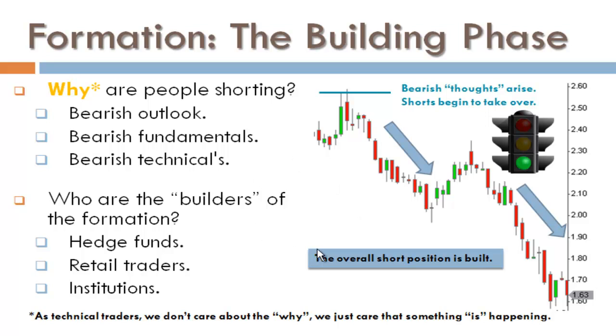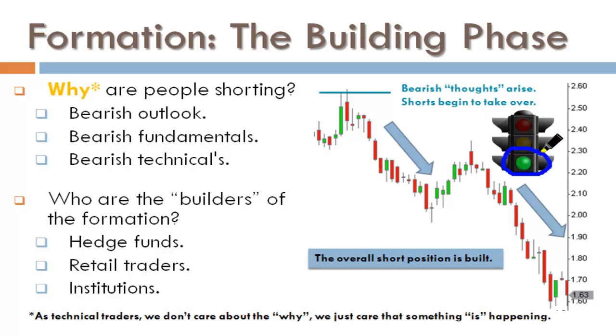And then who are the builders of the formation? That can be anybody. It can be the hedge funds that are having bearish outlooks. It could be just you and I, retail traders, for whatever reason. And it can be the institutions. Point being, it could be your next door neighbor, it could be the person down on Wall Street. But people are shorting, and that's going to show up on the chart. In this example, you can see that the price topped out right there. So this is when the bearish thoughts arose. Again, what brought about those bearish thoughts? Who cares? We just care that they have arisen, and now you can see the shorts begin to take over, and it begins to trend downwards.